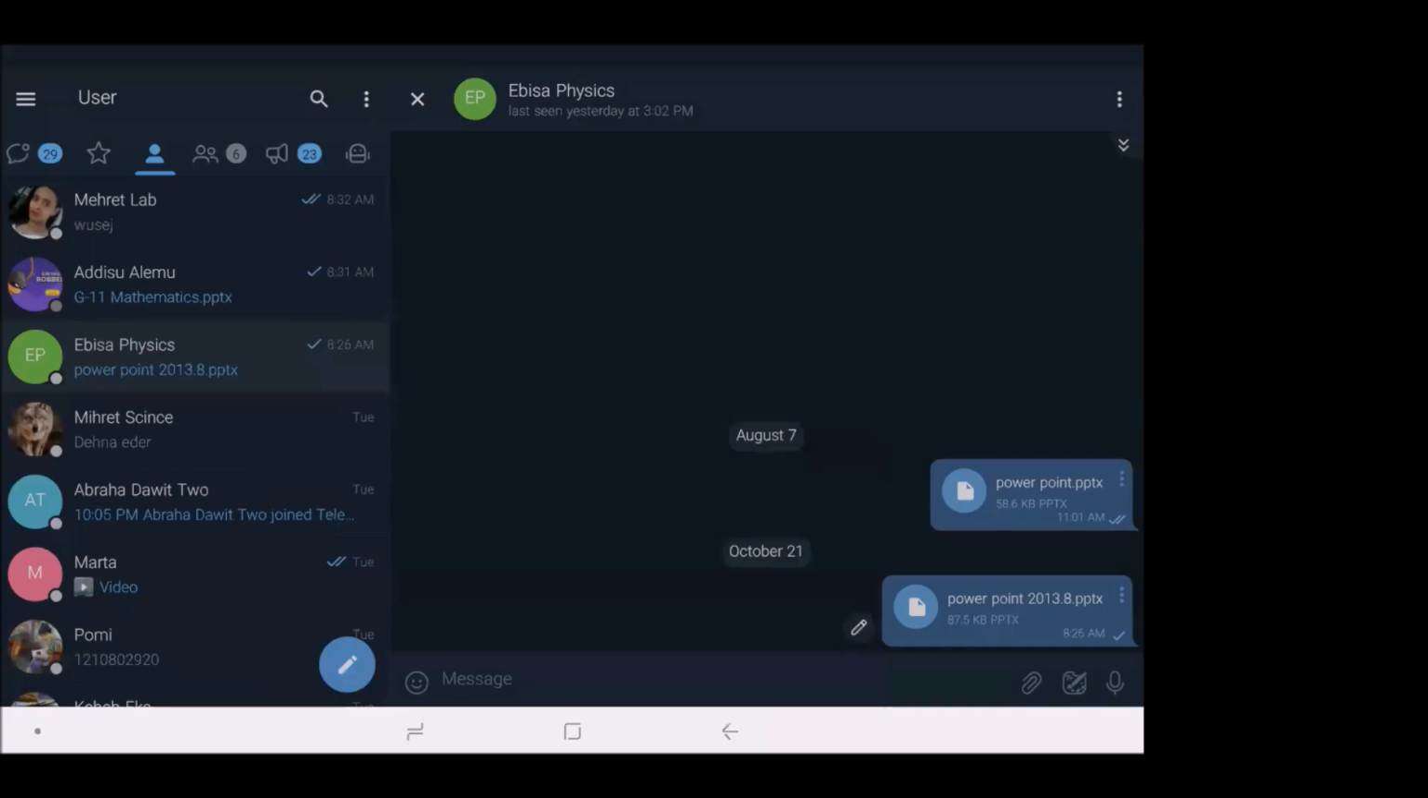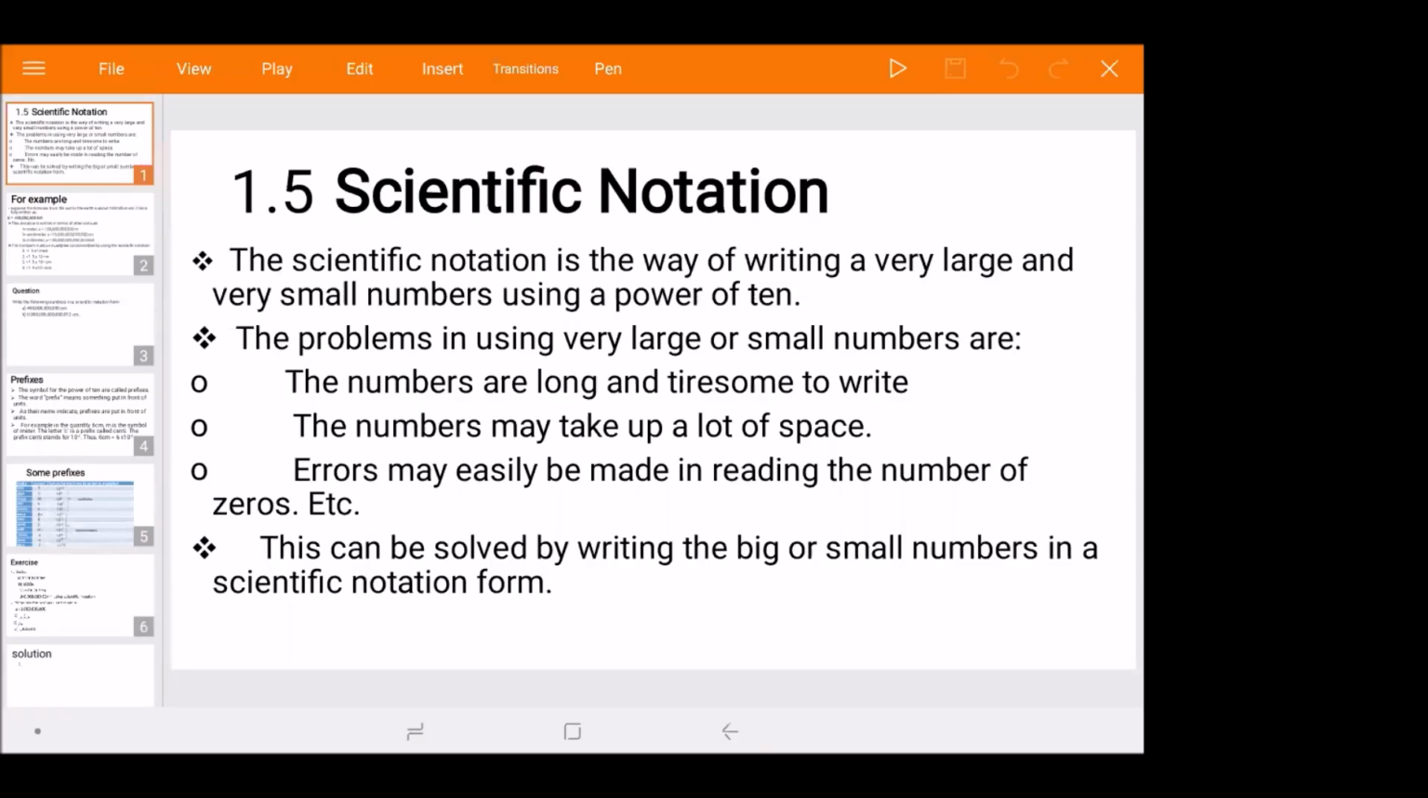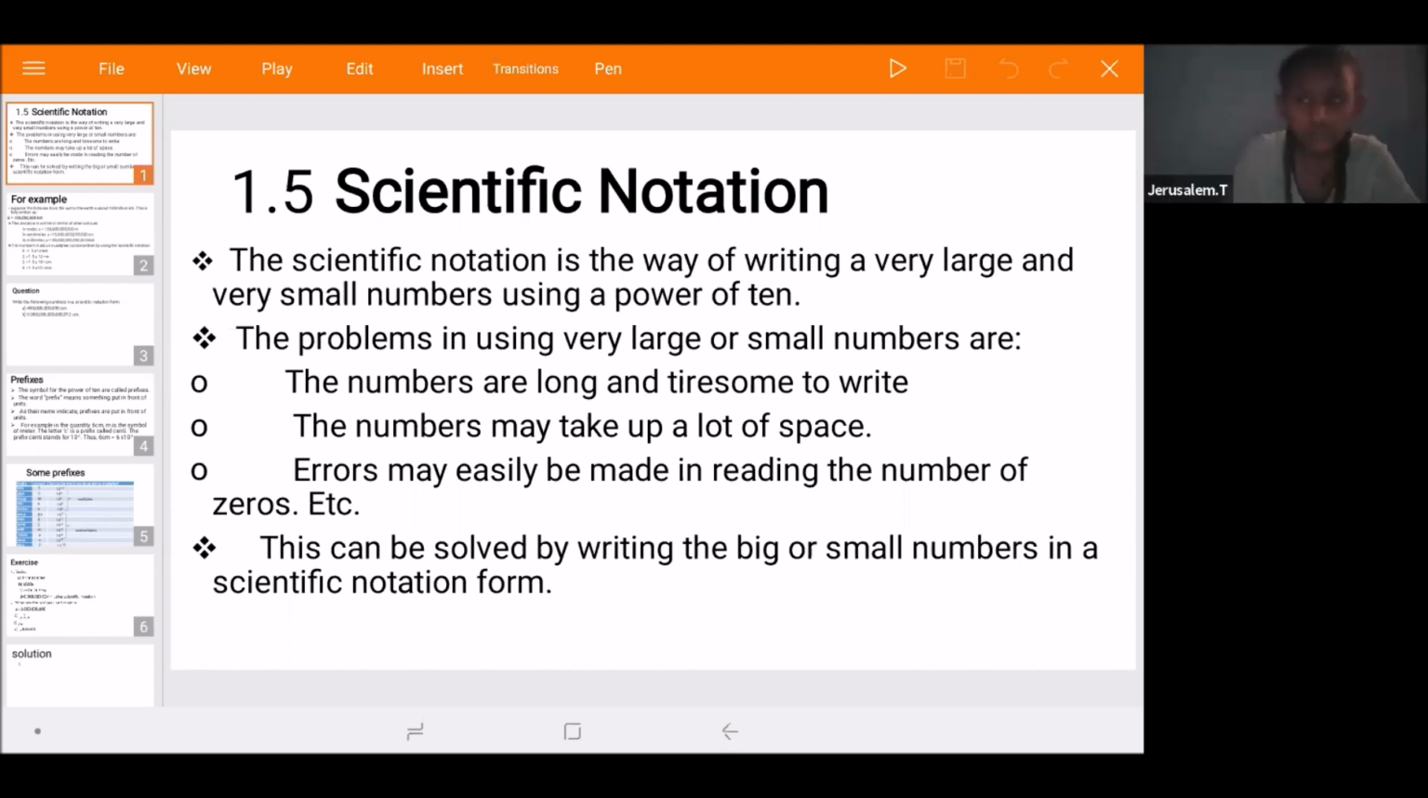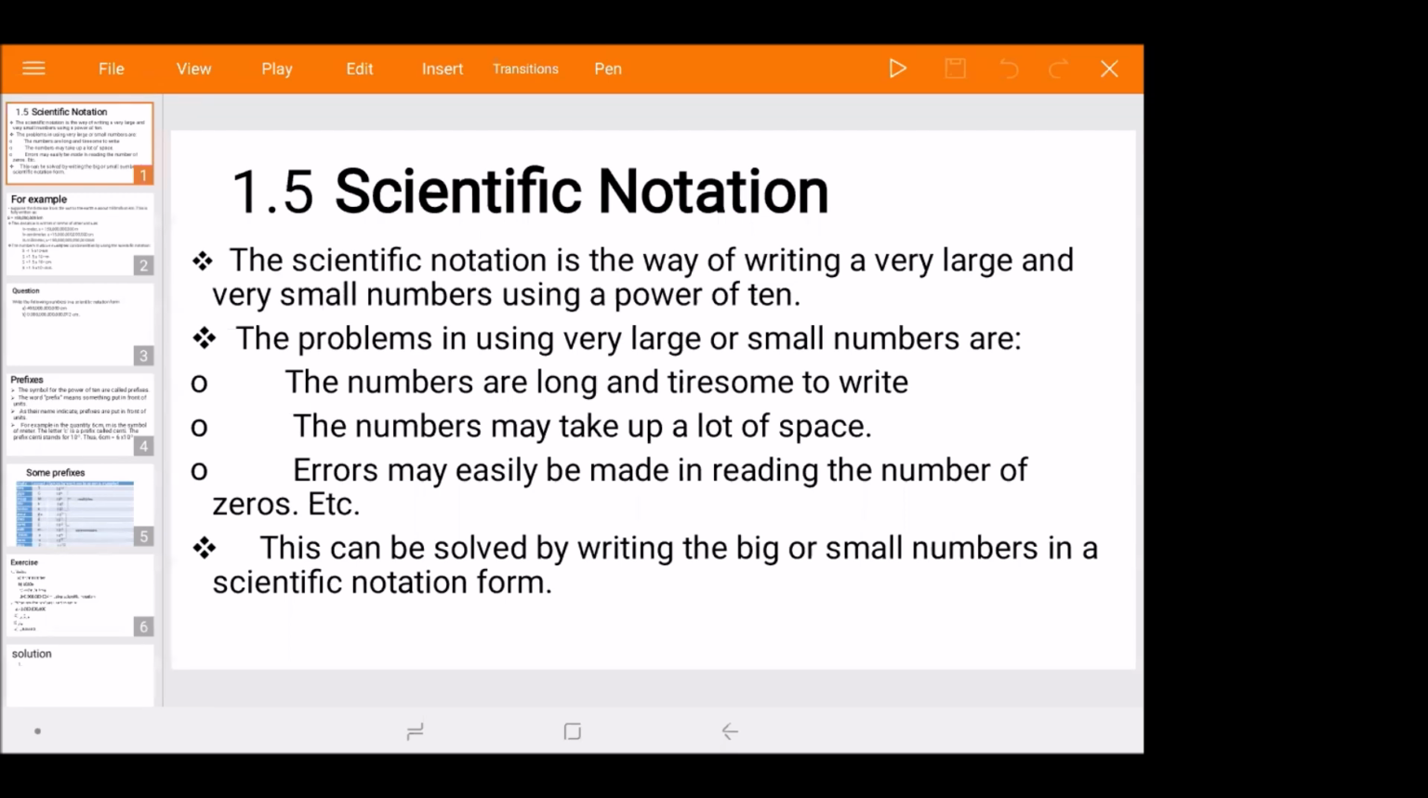Scientific notation, as I said in the introduction, is visible on your screen. It is the way of writing a very large or a very small number by using a power of 10. For example, a large number can be written in short form by using a power of 10.